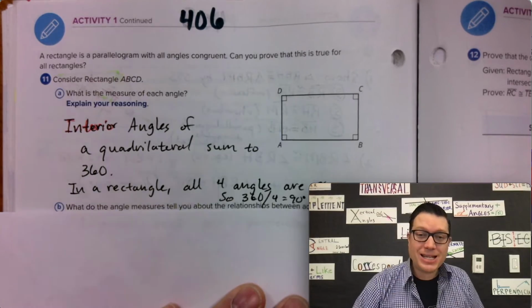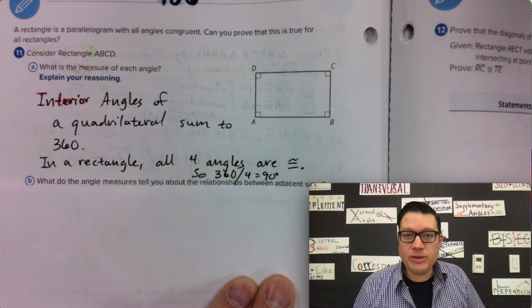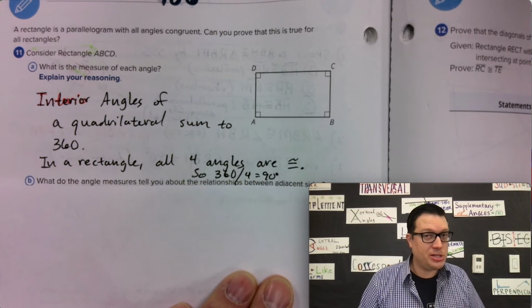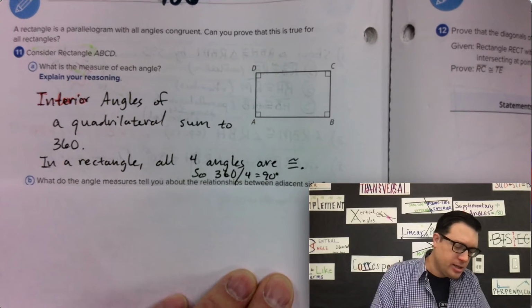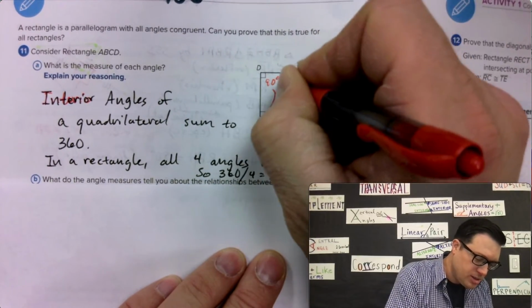And in a rectangle, by definition, look at page 420 for the definition of a rectangle, all of the angles are congruent. So 360 divided by 4 is 90 degrees. All these angles are 90s. 90 all the way around.